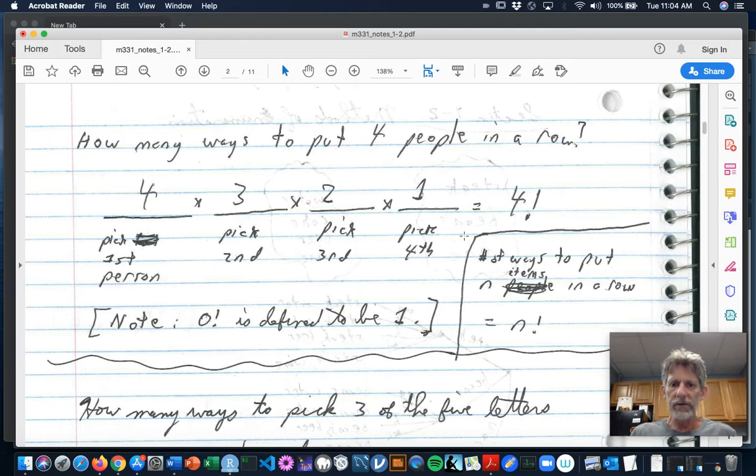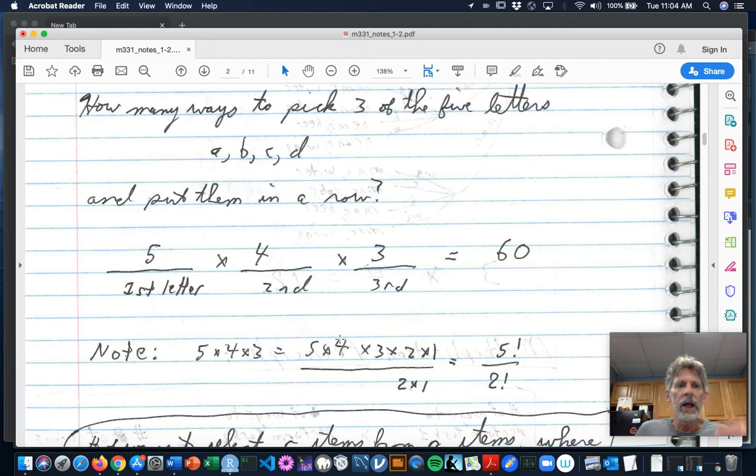So what we've got out of this analysis here, we could have generalized to any number of people. So this is an important thing to remember in enumeration: the number of ways to put n items in a row is n factorial. You've got to arrange things where order matters, n things to arrange, n factorial number of ways to do it.